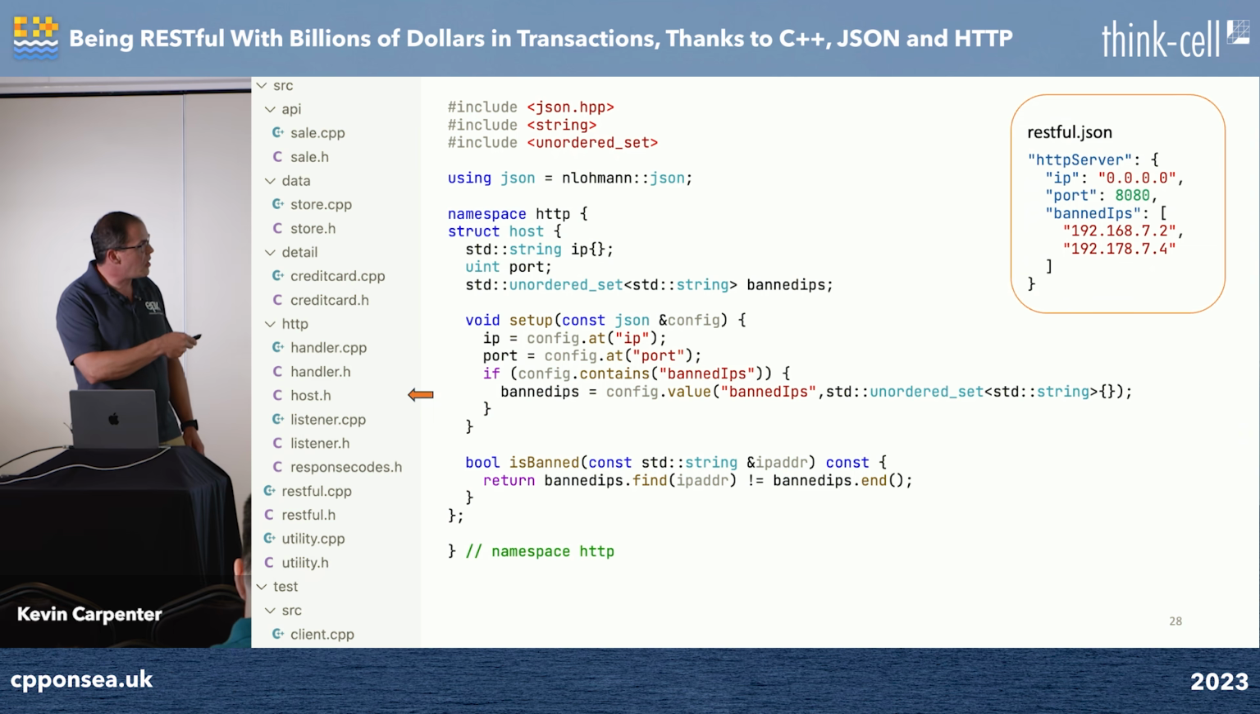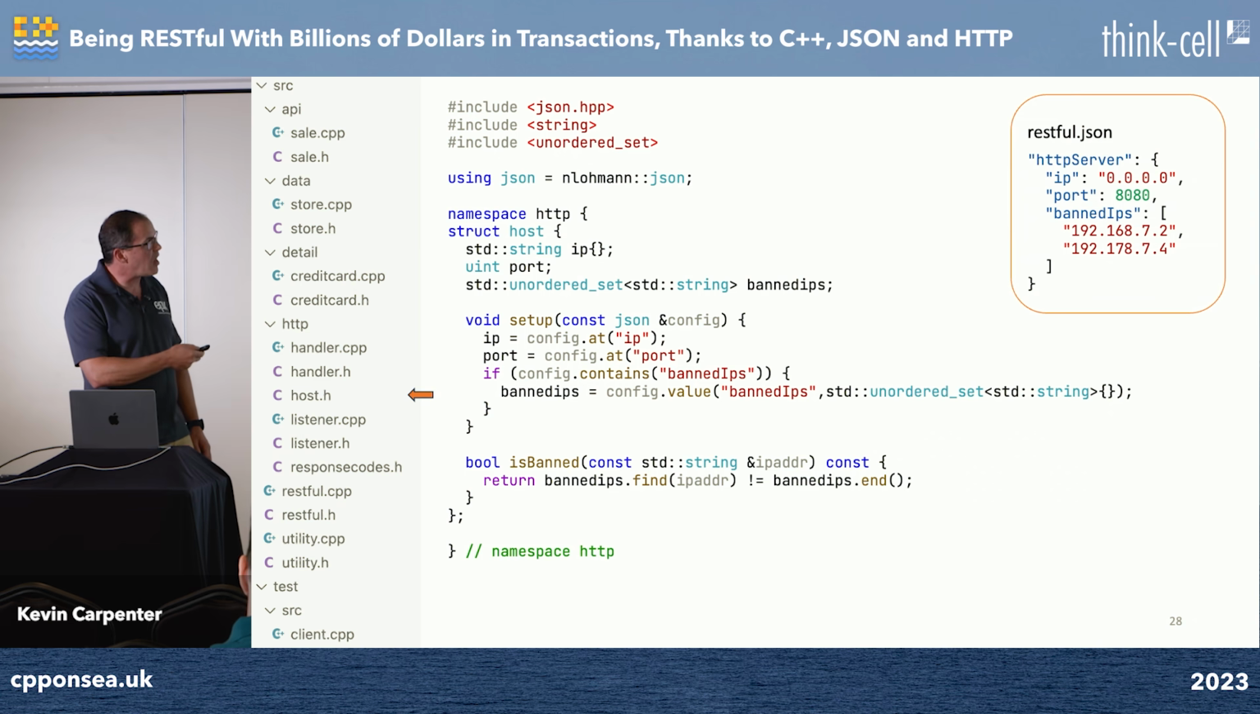It turns around and looks at an at for each one of these by doing config at IP or config at port, which is different than you see where I do config contains. So at is not as safe as a contains or a value. The reason we end up doing contains is because if the ban IPs isn't there, that config value will still turn around and set ban IPs to an initialized blank unordered set. So one is a bit more safe.